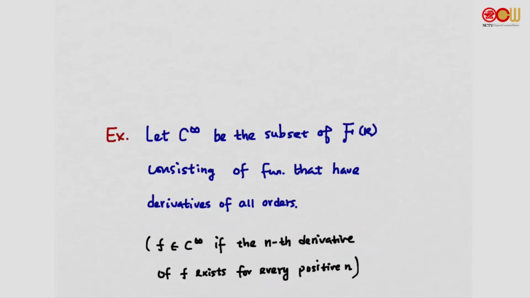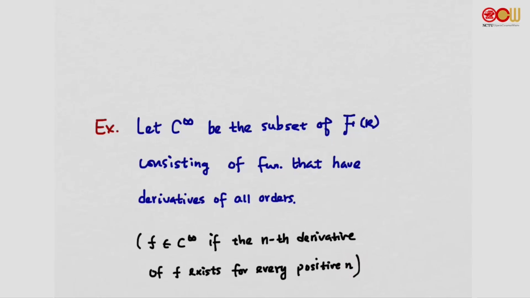For example, consider V = C infinity. C infinity is the subset of the function space F(R) consisting of functions that have derivatives of all orders. So whenever a function f is in the set C infinity, the nth derivative of f exists for every positive n. F(R) is already known to be a vector space.